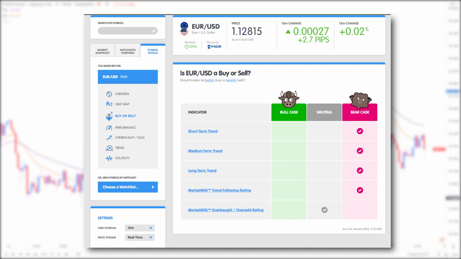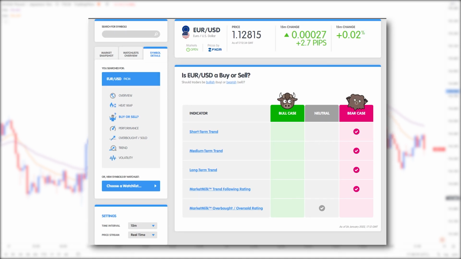Of course, you cannot rely only on a website telling you whether the market is bearish or bullish when you don't know what to do. You must do your own analysis before considering any confirmation from this website.